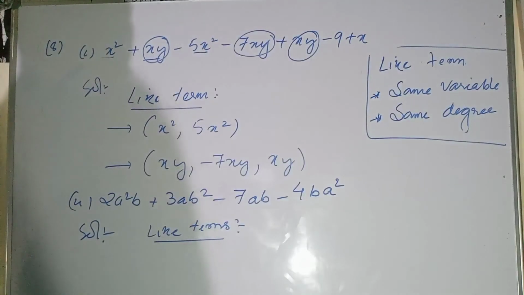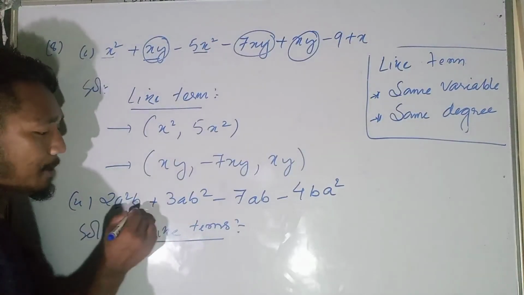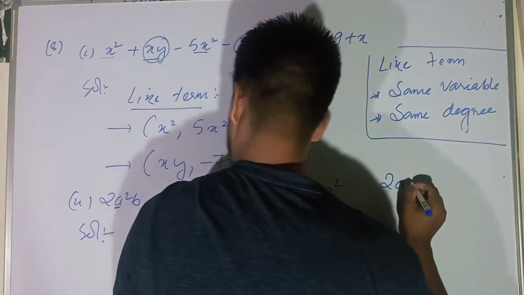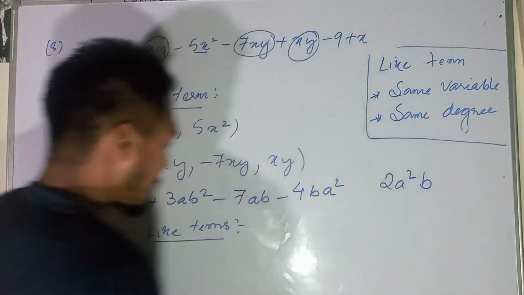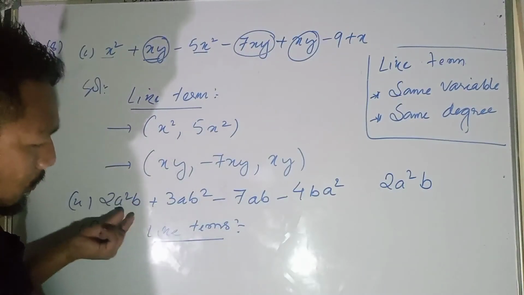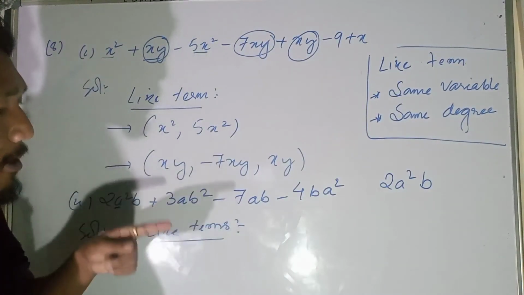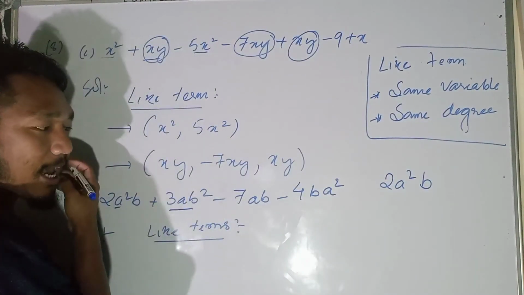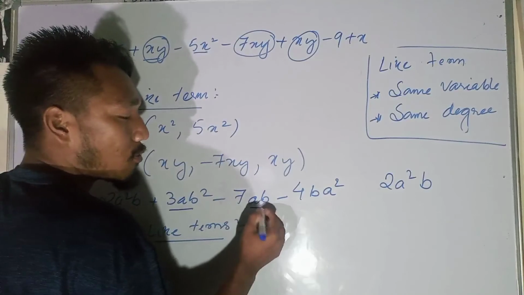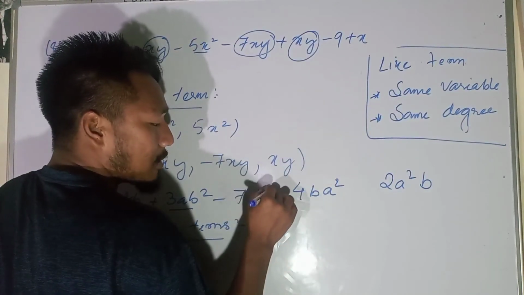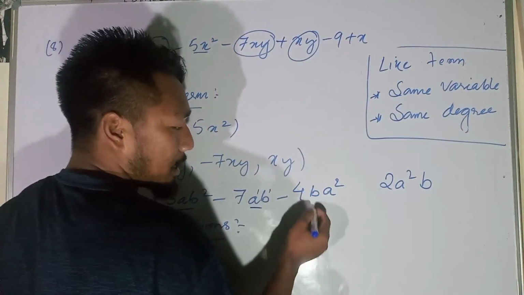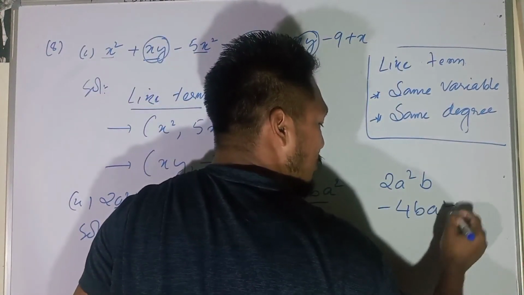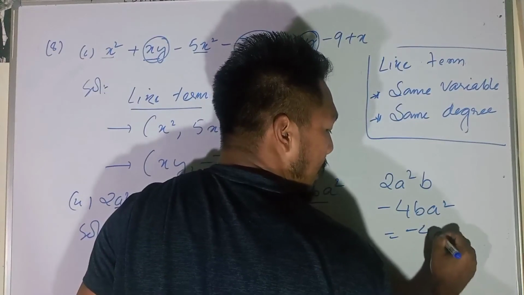That is 2AB squares. We are going to find out the pairs. AB, AB, AB, AB. You see, the first one, you see 2A squares B. Though they have AB, I have to find where A square is. Okay, so here you see, there is 3B squares. Here no squares at all, no powers, only single powers. Okay, so here we have minus 4BA squares, so I can also write minus 4A squares B.